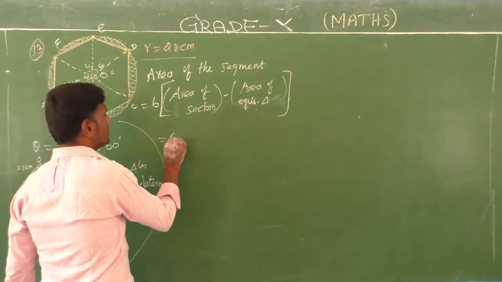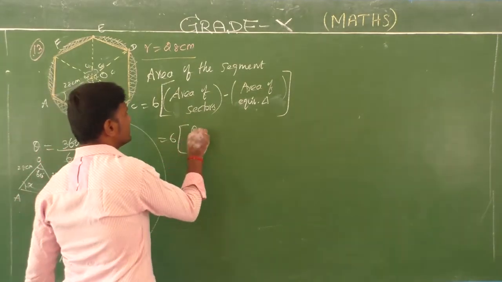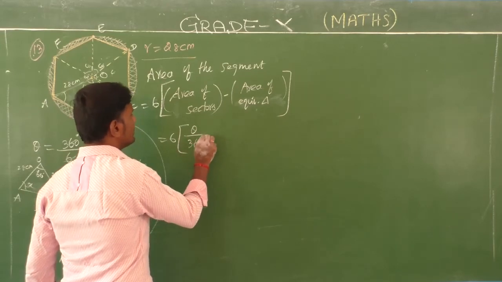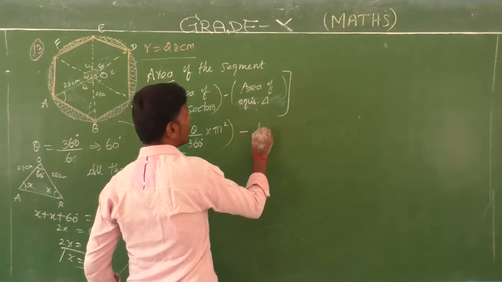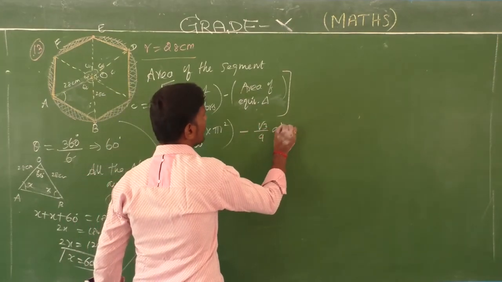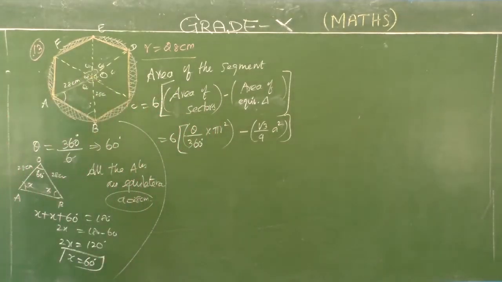So 6 into the area of the sector, the formula you know, students. Again write, no problem: theta by 360 into pi r square, minus the area of the equilateral triangle, root 3 by 4 a square. Already I told you, root 3 by 4 a square.